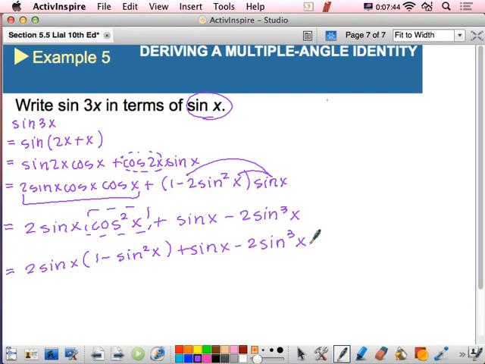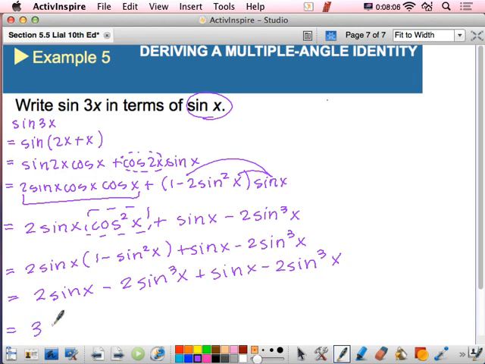All right. So 2 sine times 1 is 2 sine x minus 2 sine cubed x plus sine of x minus 2 sine cubed of x. For a total of 3 sines of x, right? 3 sines of x minus 4 sine cubed.